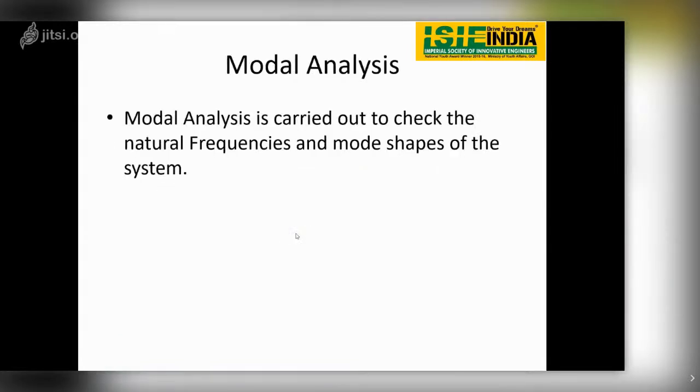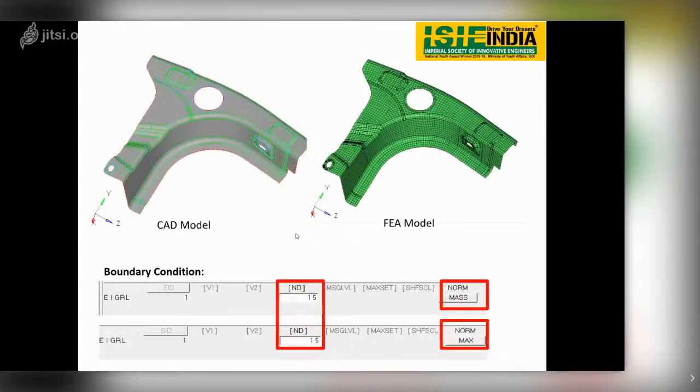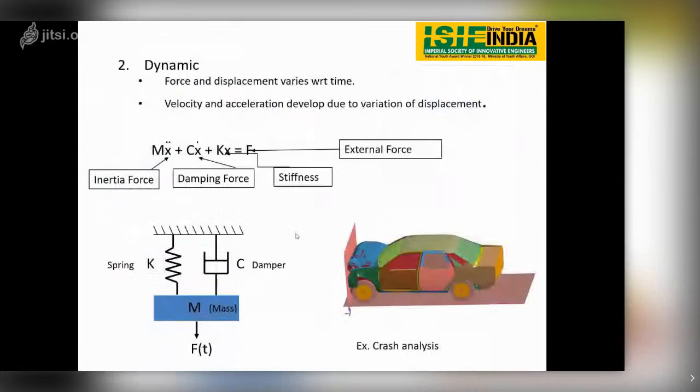Modal analysis is carried out to check the natural frequency and the mode shape of the system. I will go to the previous slide. Here mx double dot plus cx dot plus kx is equal to f. In the modal analysis, it is called free analysis, meaning the external applied force is equal to 0 and the effect of damping is not considered. So the equation reduces to mx double dot plus kx is equal to 0.